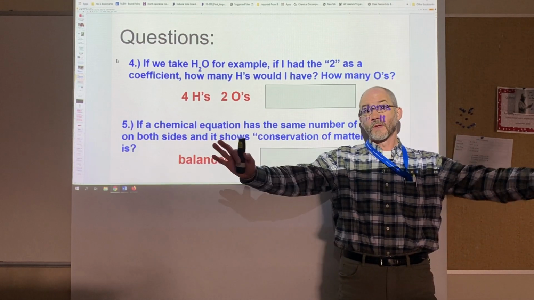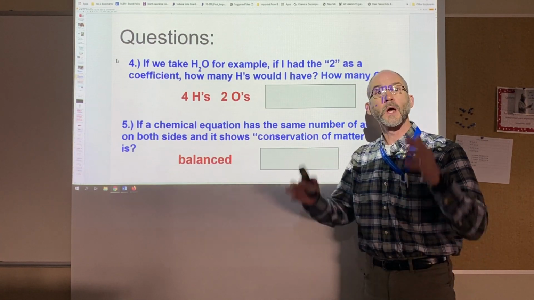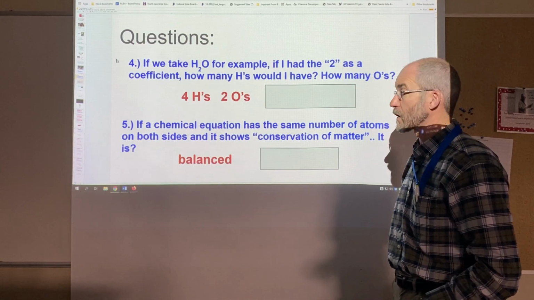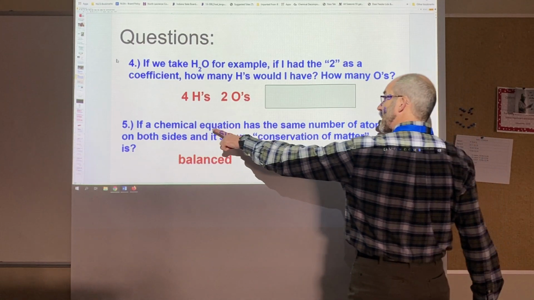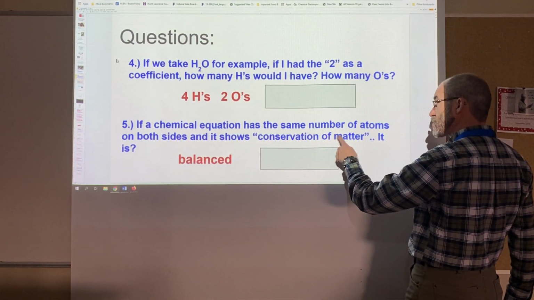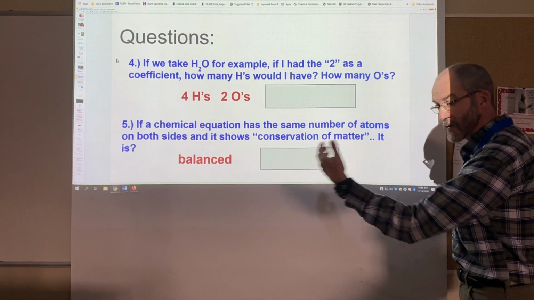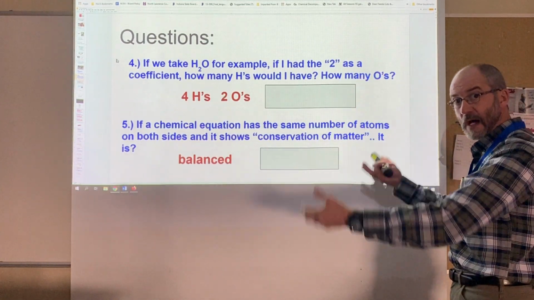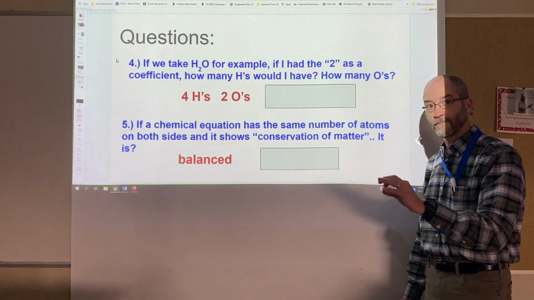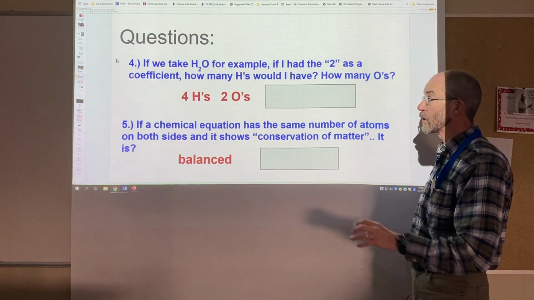Once again, don't be big picture people. What do we want to do in this lecture? Ultimately, we want to balance chemical equations, so we will use coefficients. If a chemical equation has the same number of atoms on both sides and it shows conservation of matter, it is what? It is balanced, okay? If I have the same number of atoms on both sides, then I consider that equation to be balanced, and I'm done, and I'm finished with it, okay? And it would be a complete balanced equation.